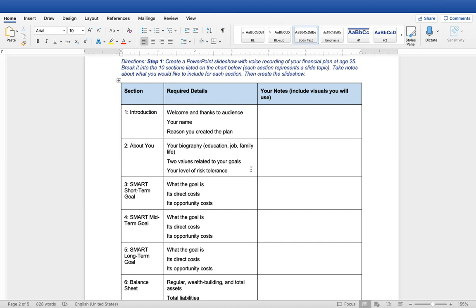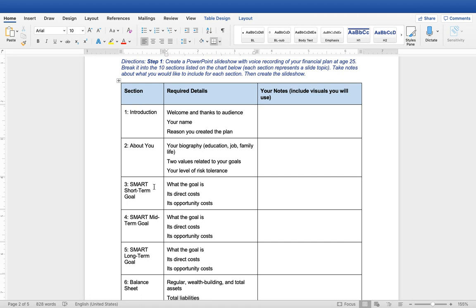What's your family life like? Do you live alone? Do you have a roommate? Are you married? Over here, you're also going to address your values that relate to your goal. Remember, we talked about values. And then your risk tolerance. We did an activity about risk tolerance in class. And what was that like? Do you consider yourself having high risk tolerance, or low risk tolerance, or moderate? So you're going to address that on the second slide.